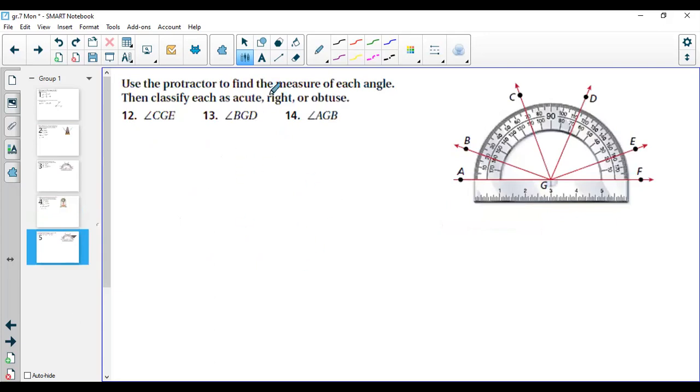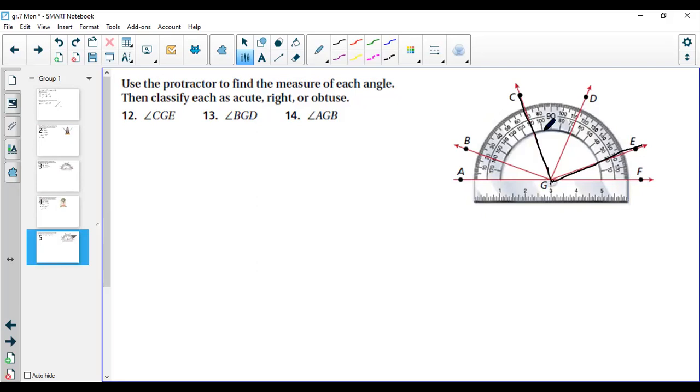Okay, fine. This question now, again, use the protractor to find the measure of each angle. Then you have to say if it's acute, right, or obtuse. Angle CGE. They are talking about this particular line here. Now, to make it easy for you, let me draw it. CGE. So they're talking about this angle.